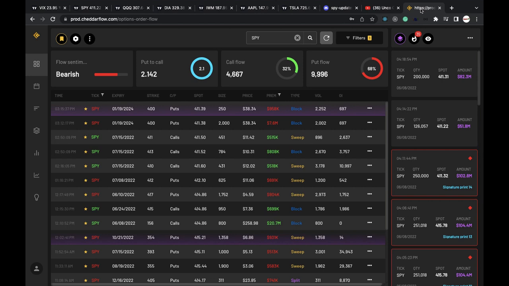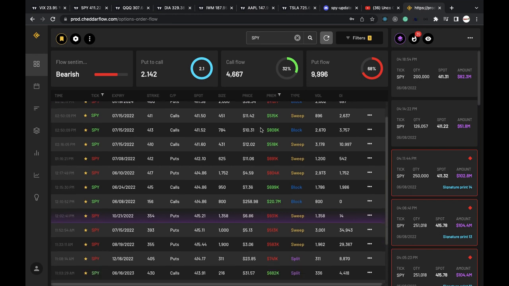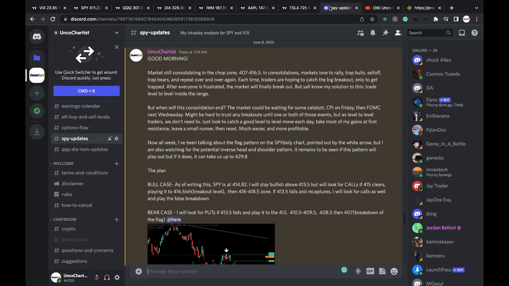Now, here is the flow sentiment. I have it filtered for 500k premiums or above, and overall it's bearish 68%. 32% in the calls, 68% for puts, and there you have it.